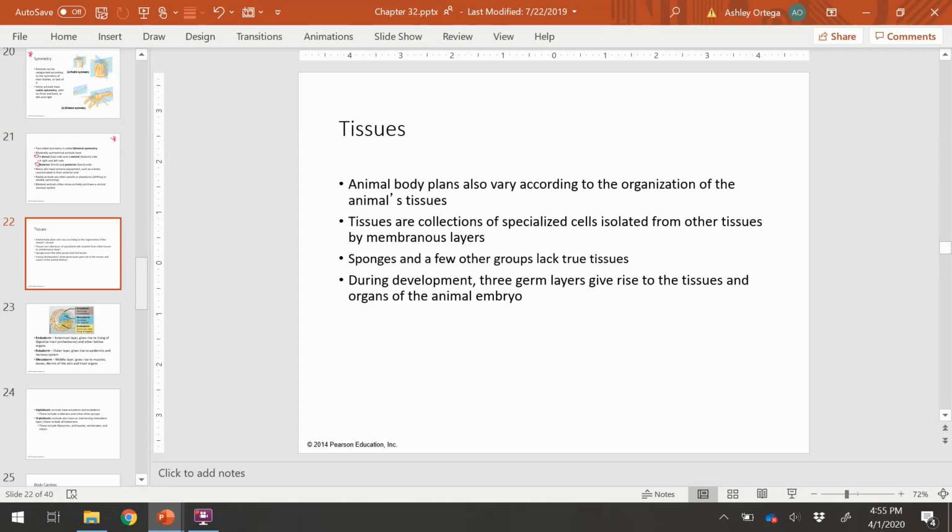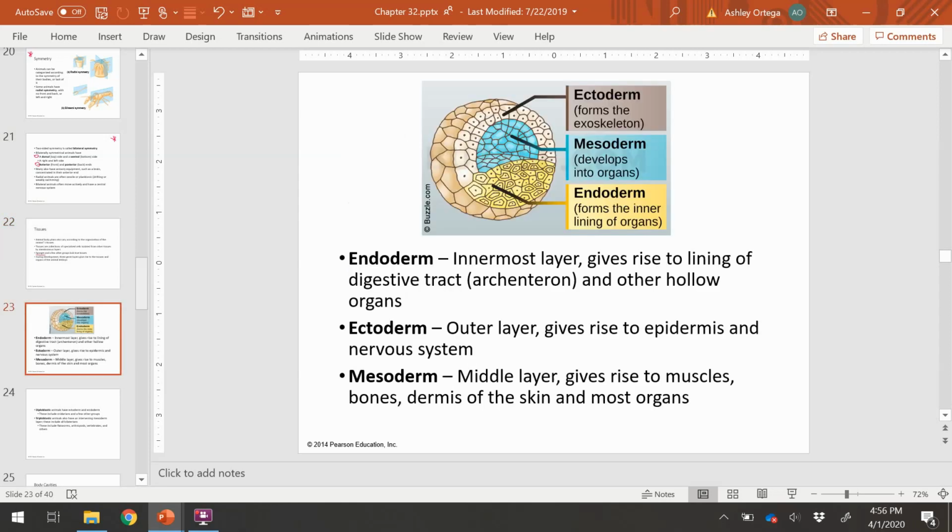In terms of tissues, in this chapter we'll look at some embryonic tissues, which will be next. But there are a few groups that lack true tissues, sponges being the most notable one. But in terms of development, there are three tissue layers, or germ layers is what we call them, that give rise to the tissues and different organs of that animal embryo. And so that's shown here. And this is something you'll understand. Looking at these three layers, if you break down the word, you should be able to understand where it is, and then from there you can understand what it does.